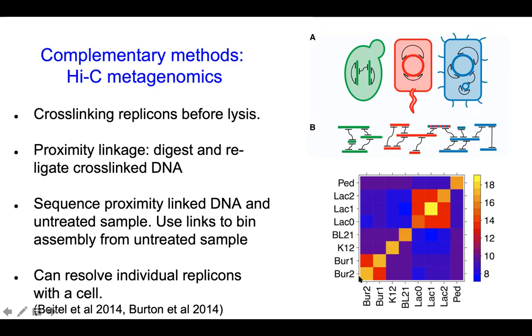What we also see is that this Burkholderia organism, which is a microbe that has 2 replicons, its 2 chromosomes have more links within themselves than between them, but they still have many more links between them than to any of the other organisms in the community.